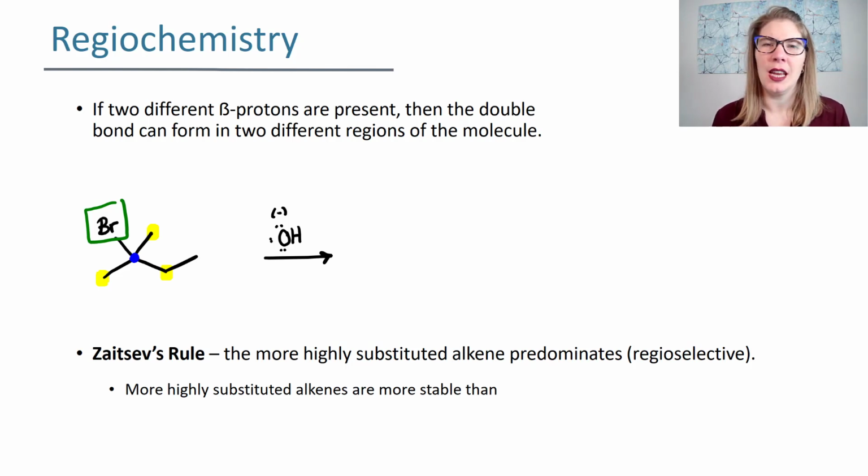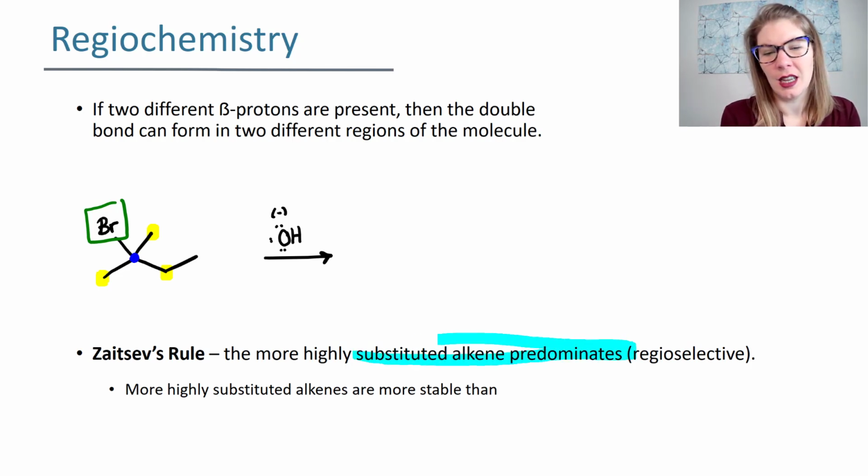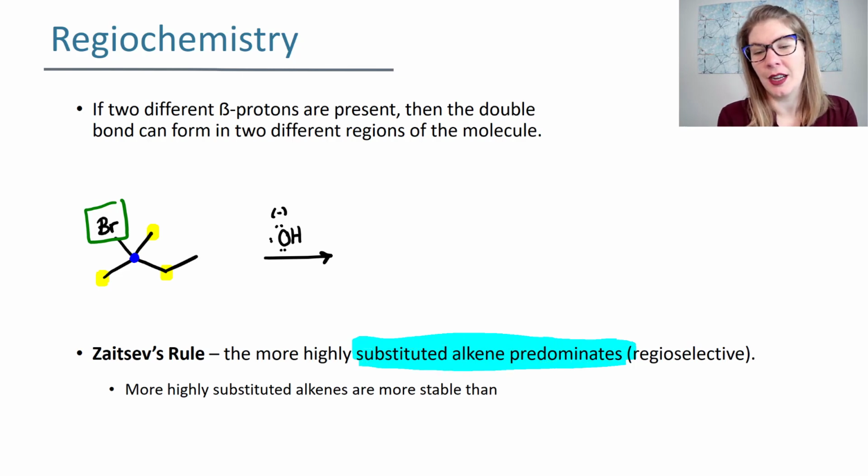What happens in our E2 reactions is when you have two different beta protons to choose from, we will see that the more substituted alkene ends up being our major final product. This has a rule, right? It's called Zaitsev's rule. When we say the more highly substituted alkene will predominate, let me show you what I mean.